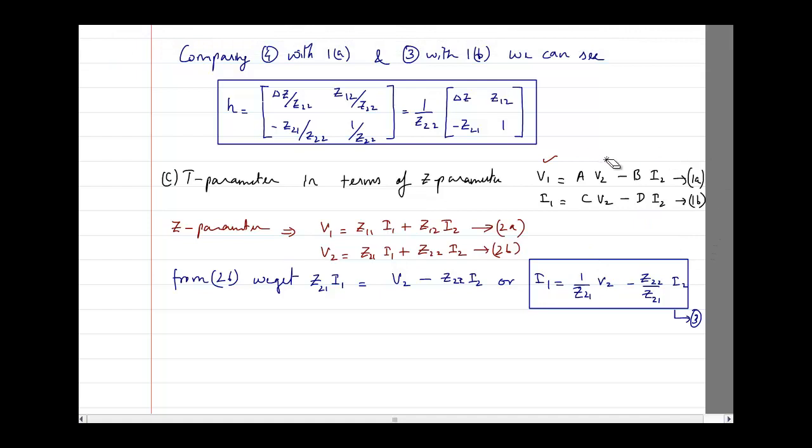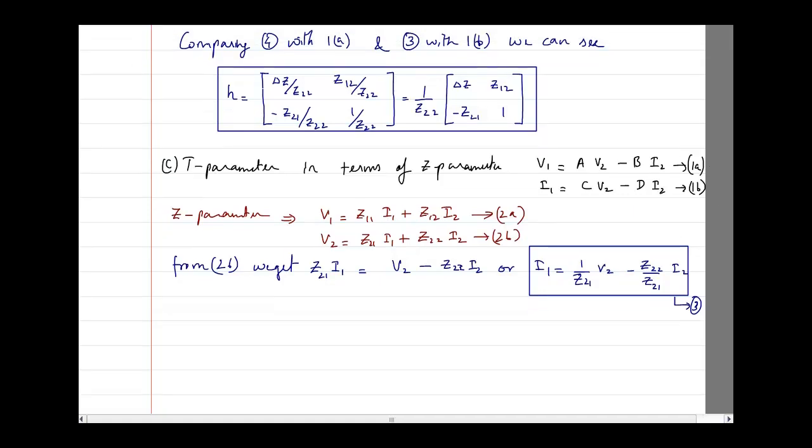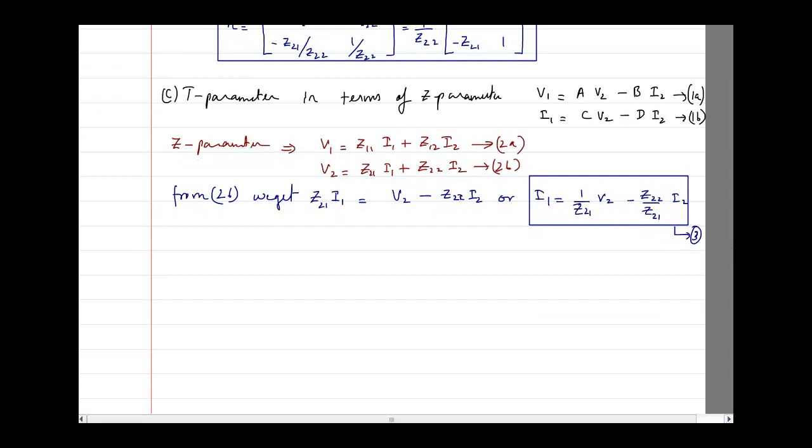Okay, so now we have to go for substituting this 3 in. So I will put 3 in 2a. If I put 3 in 2a, I will get V1 is equal to Z11, and within bracket I have to write the equation of I1, which is 1 by Z21 V2 minus Z22 by Z21 I2, plus Z12 I2.